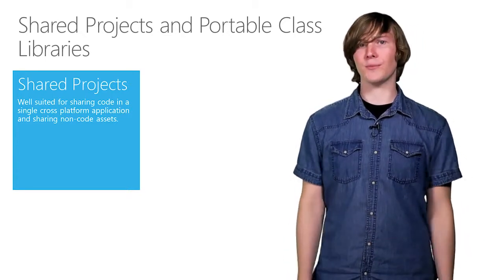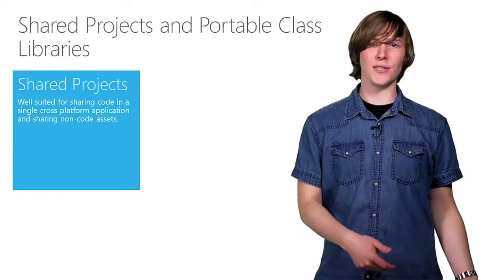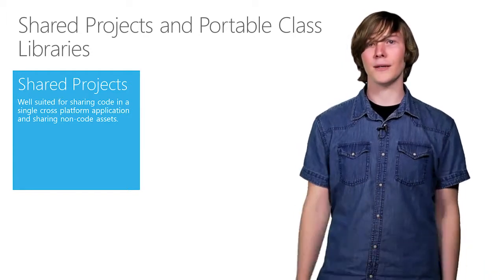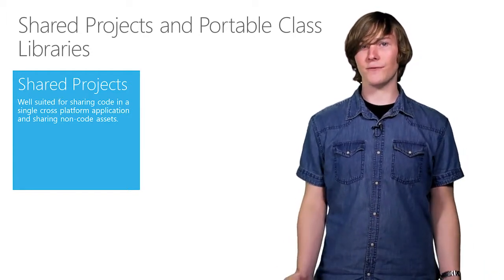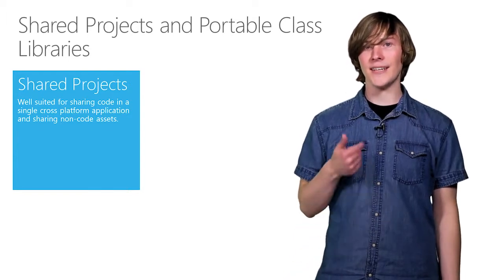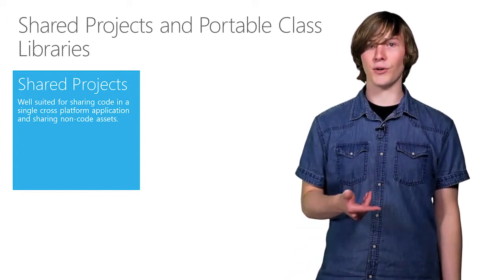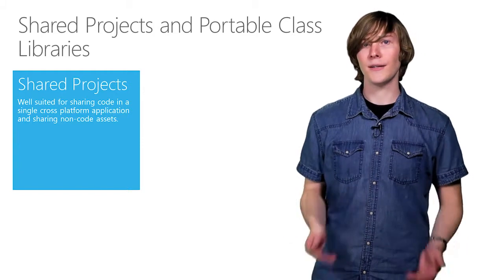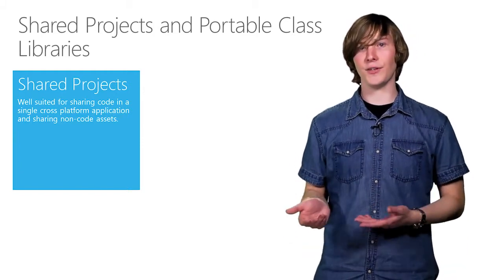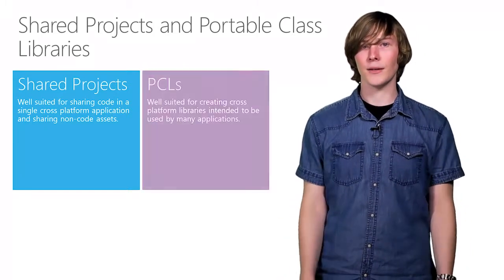Shared projects do not produce a binary. Instead, the code is merged with each project that references it at compile time. Because of this, the shared project can fully leverage platform-specific APIs and access types and assets as if it was part of the project that references it. Static assets such as images and configuration files can also be shared.